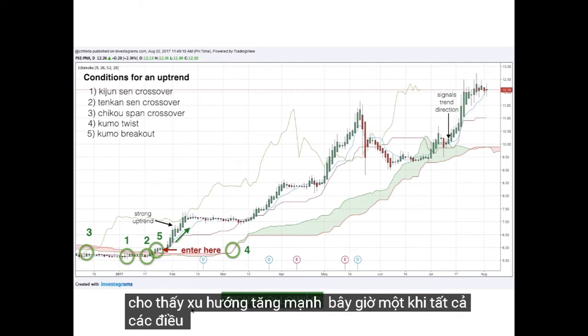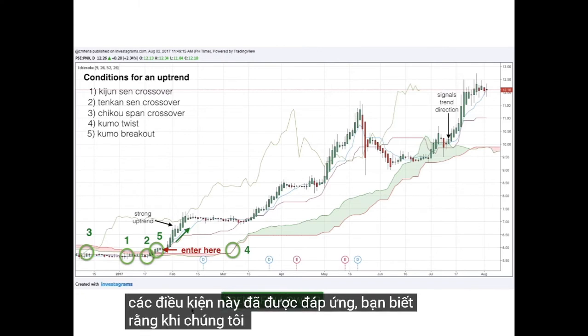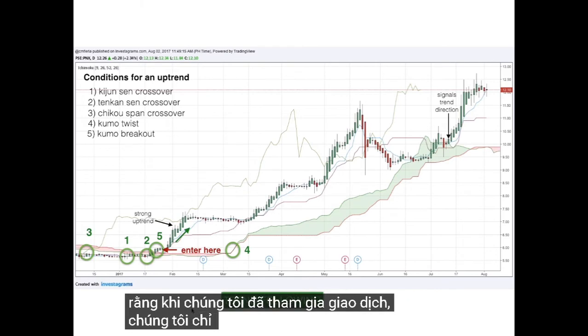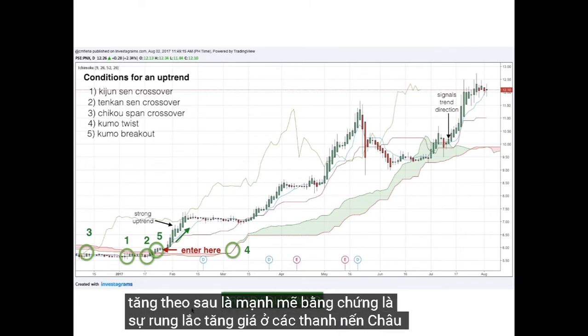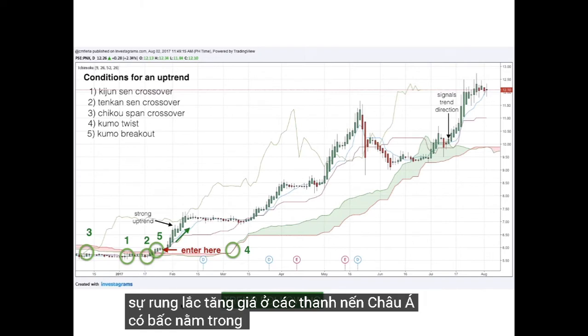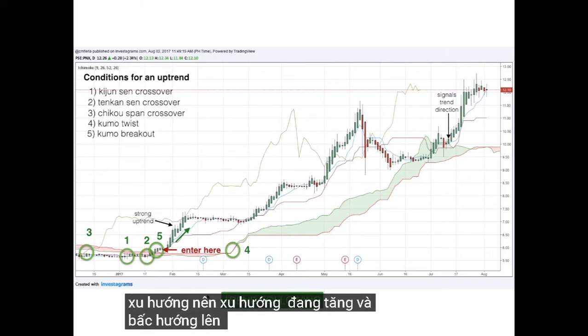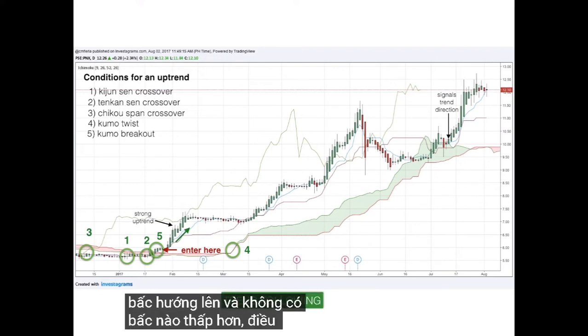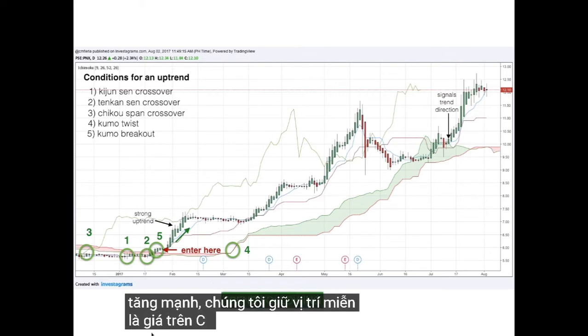Now, once all these conditions have been met, you know that. So once we have entered the trade, we just follow the trend. The uptrend that followed is strong, as evidenced by the bullish Heikin Ashi candlesticks, whose wicks are in the direction of the trend. So the trend is up, and the wicks are pointing upward, and there are no lower wicks. This means that the uptrend is strong. We hold the position as long as price is above the Kumo.